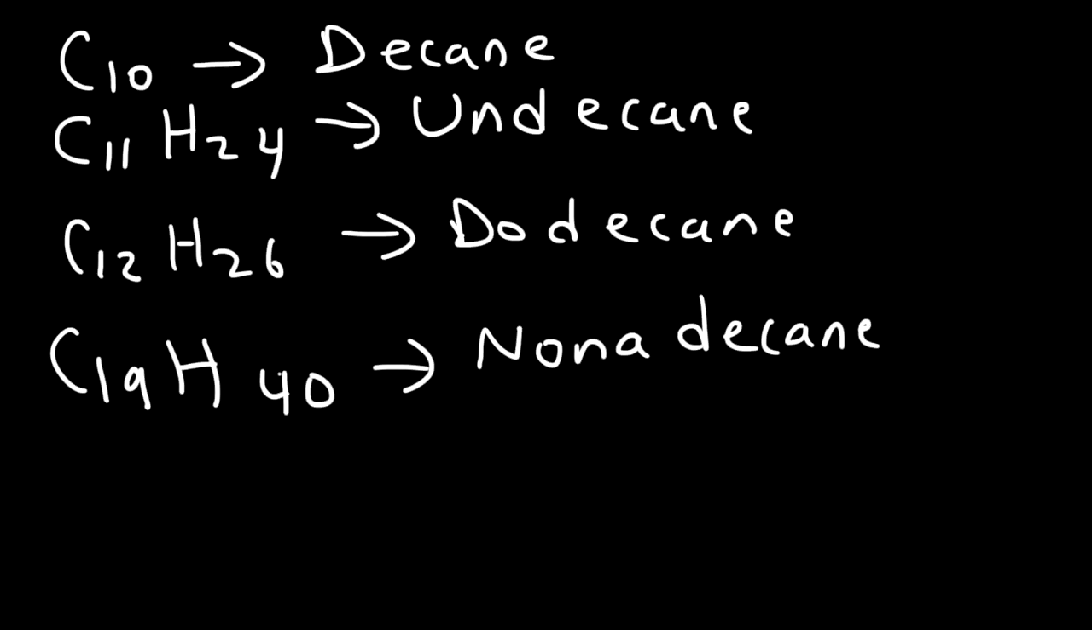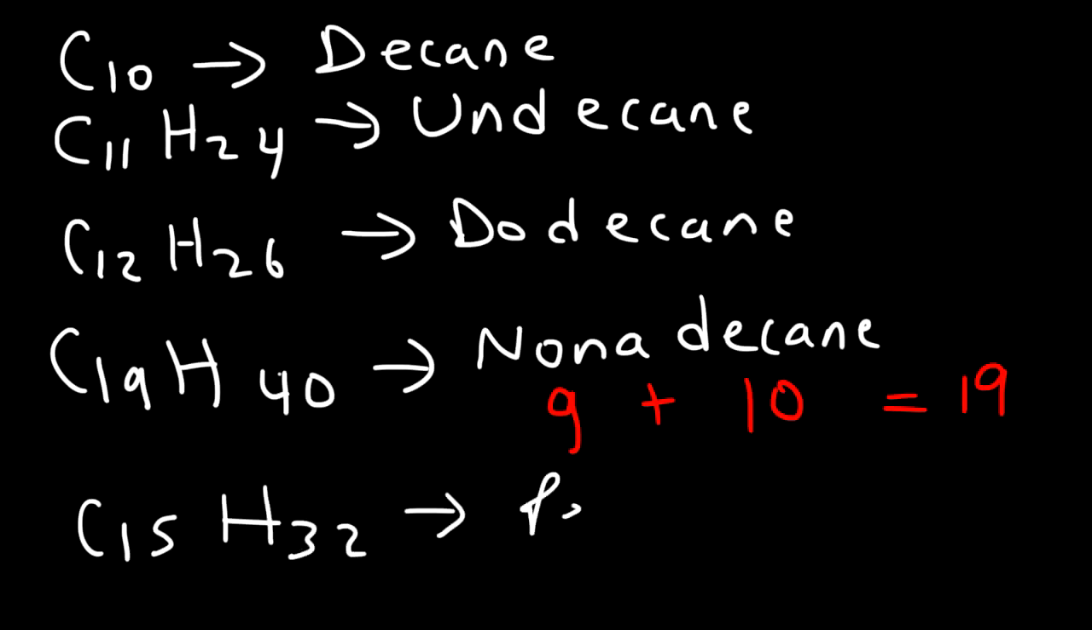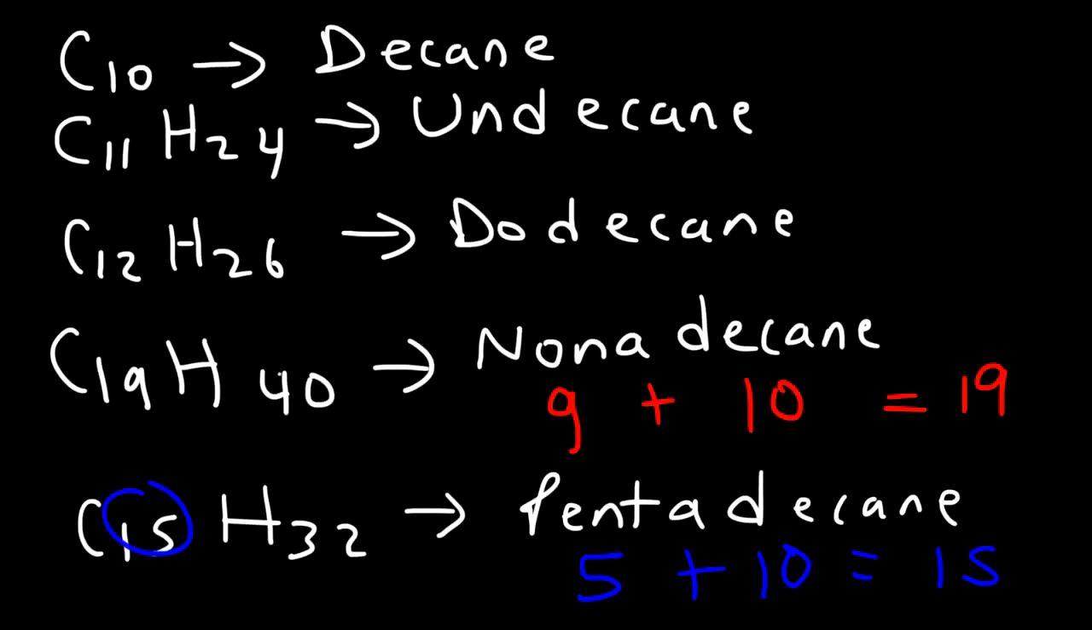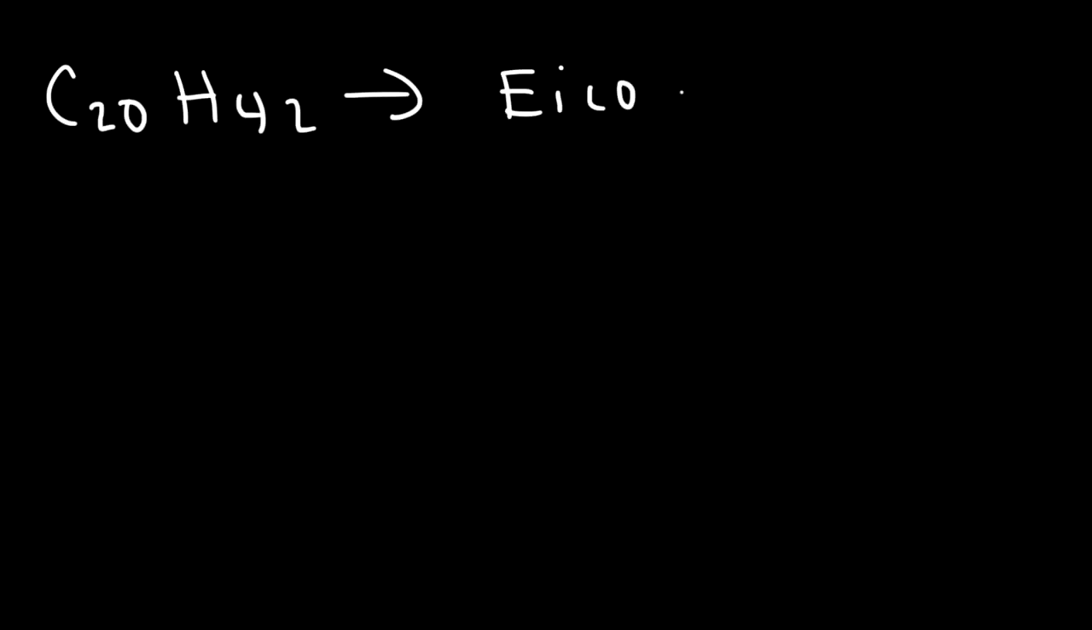If you think about it, nona is 9, decane is 10. If you add it, you get 19. So going back to C15H32, we said that was pentadecane. So penta, we know, symbolizes 5, decane is 10. 5 plus 10 will give you 15. And the last one, C20H42, this is called icosane. And I got no tricks for you for that one.